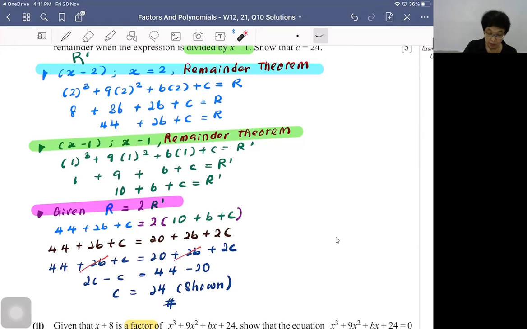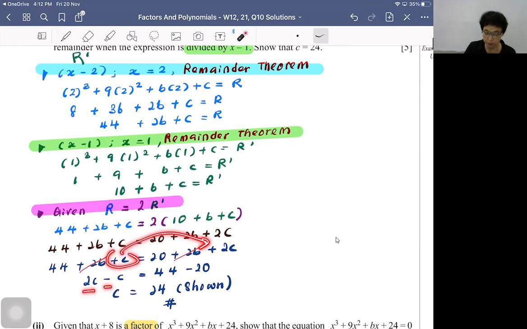Now we're going to have, well, on the left hand side, nothing much to be done. On the right hand side, we're going to expand the bracket and we draw out 20 plus 2b plus 2c. And we notice there are 2b on both sides, and we will conveniently cancel it out. And then we're going to gather all the c together. That's what I've done. So I gathered the c together into 2c minus c.